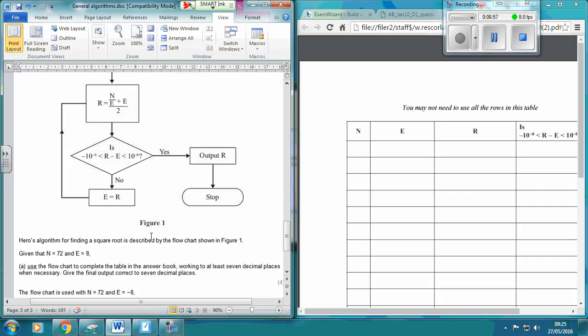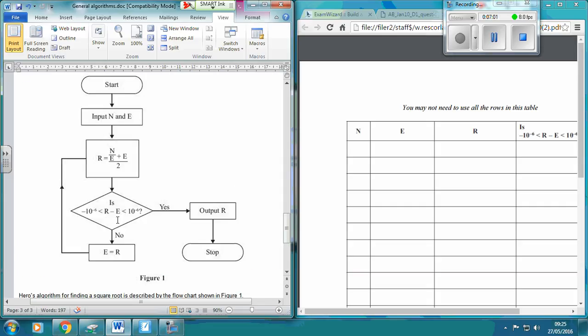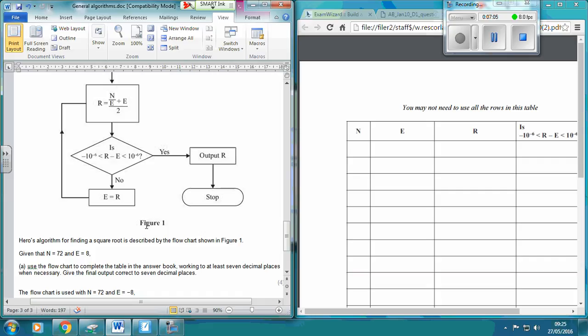Given that n equals 72 and e equals 8, the first thing we've got to do on our flowchart is input n and e. So we're going to input n as 72, and we're going to input e as 8. And this is for finding a square root. Again, it's always worth keeping in the back of your mind what it is that we're actually doing here.